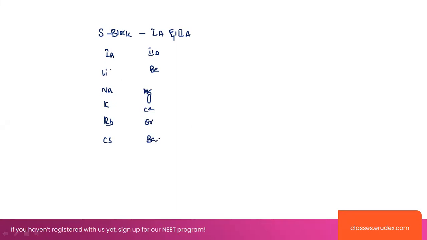In the case of S block elements, these consist of first group and second group elements, right? First group elements are lithium, sodium, potassium, rubidium, cesium. Whereas second group elements are beryllium, magnesium, calcium, strontium, and barium. By the loss of one electron, they will get stability here, right? And in this case, by the loss of two electrons, they will gain the octet configuration.